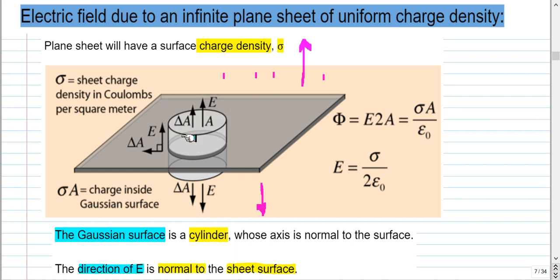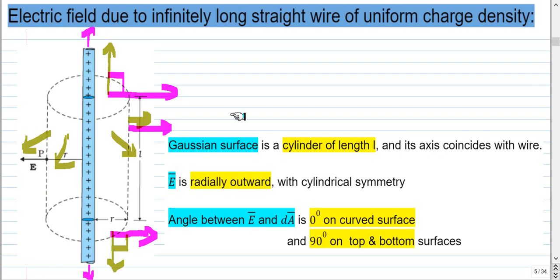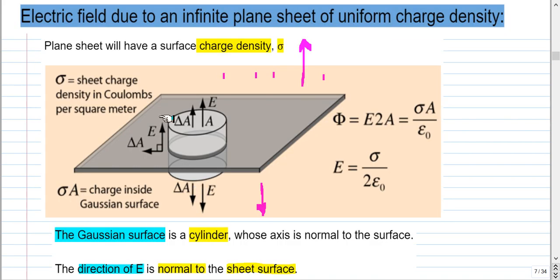So the Gaussian surface chosen is a cylindrical surface. The electric field lines will cut through the top and bottom surfaces, but will just graze the curved surface. So on the curved surface, the angle between the area vector and the electric field vector is 90 degrees, but on the top and bottom surfaces it is 0 degrees. So it's opposite to the case of the infinite wire. There, the electric field was cutting through the curved surface and grazing the top and bottom surfaces. Here it's opposite: it's cutting the top and bottom surfaces and grazing the curved surface.